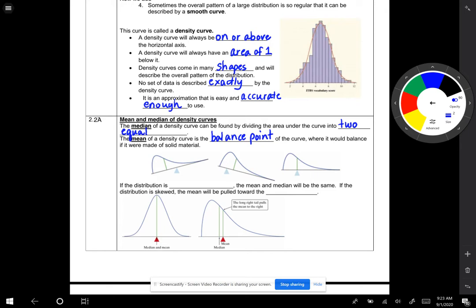If the distribution is symmetric, the mean and median will be the same. If the distribution is skewed, the mean will be pulled toward the tail or toward the skewness. So if we look at the first picture below, the mean and median are the same. And then if we look at the second picture where the density curve shows right skewness, the mean will be greater than the median. It will be to the right of the median.